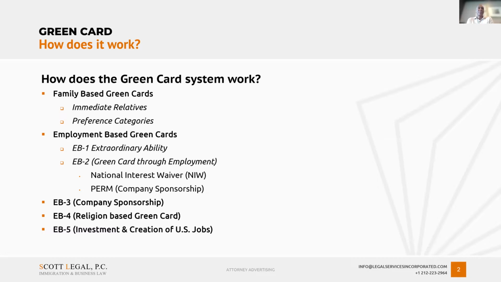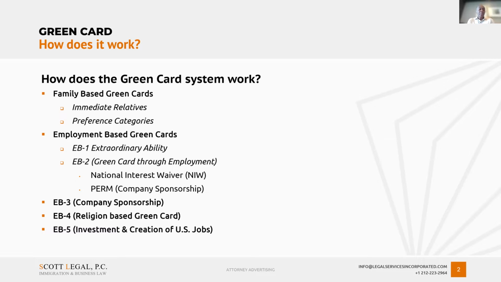And then the preference-based categories are the other categories. For example, a U.S. citizen that wants to sponsor their spouse, versus a U.S. citizen that wants to sponsor their brother or sister. The spouse is the immediate relative category. The preference category example is the U.S. citizen who wants to sponsor their sibling.